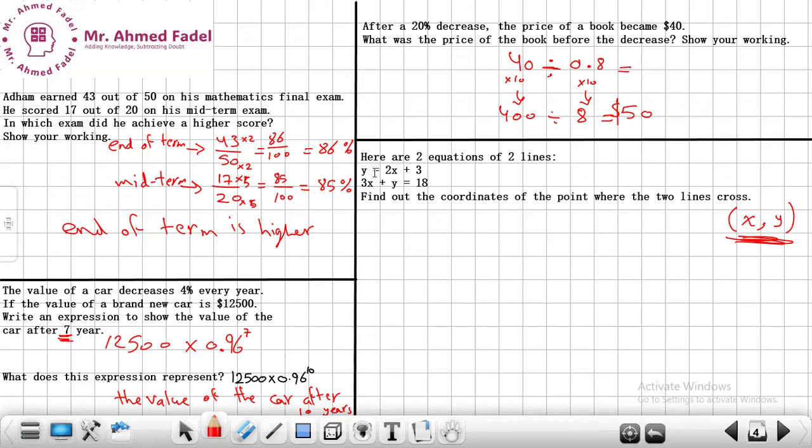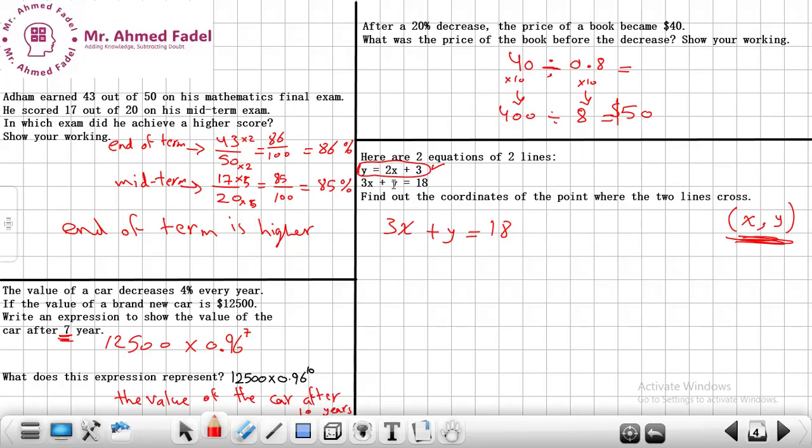This is the substitution method. I have here y equals. So if you have one of the two variables given to you in this way as the subject, that means I'm going to use the substitution method. How, Mr.? They're telling you that 3x plus y equals 18. I'm going to use this to solve the other one. How? They told you that y is 2x plus 3.